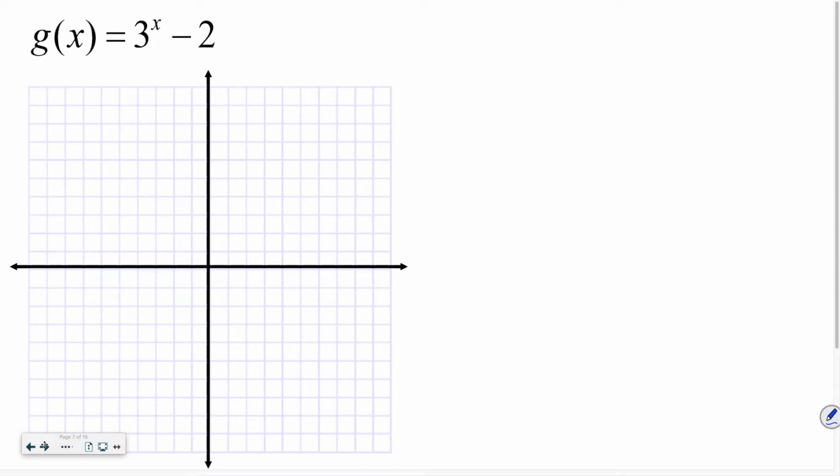Monique, you were really excited about this one. Can you tell the class what is that minus 2 doing? He's gonna bring it down. Down.